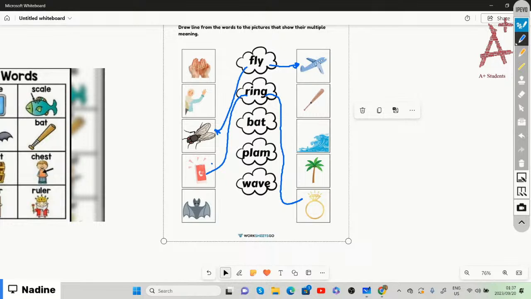And then a bat, right? If we look at the activities, a bat. There we have a bat and bat. So it can either be a bat, like a cricket bat, baseball bat, tennis bat.